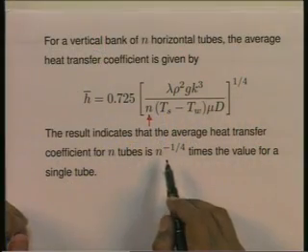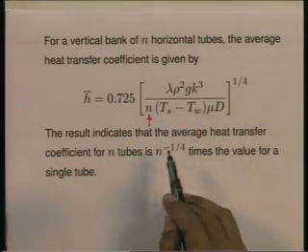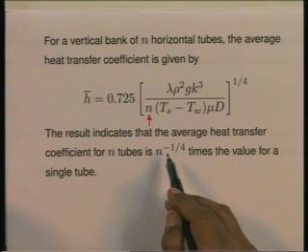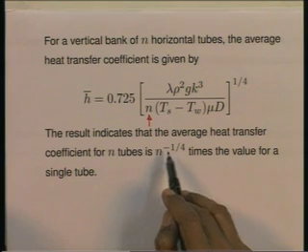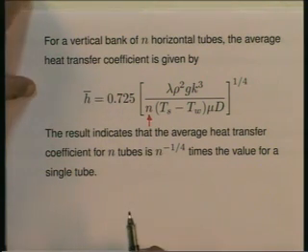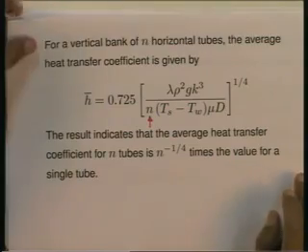So, there is a slight reduction in the average heat transfer coefficient when you go from a single tube to a bank of n tubes, and the reduction is a multiplication by a factor n to the power of minus 1 by 4. Now, these were the expressions all derived by Nusselt, as I said. Now, let us do a problem just to illustrate the use of this expression.